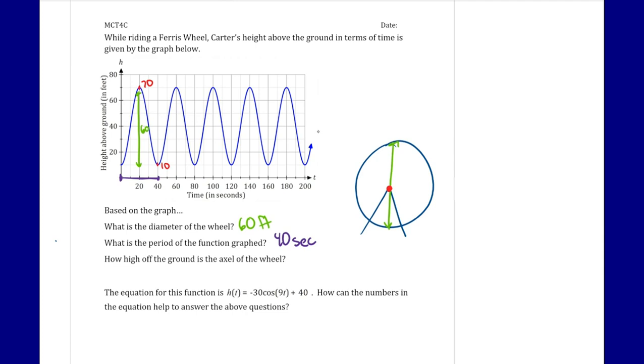If I know the entire diameter is 60, then the midline, or the middle point, should be 30, or half of 60. I can also look at my graph and see what line cuts this graph in half. We can see that there. That line cuts our graph in half. So that means the axle is 40 feet off the ground.